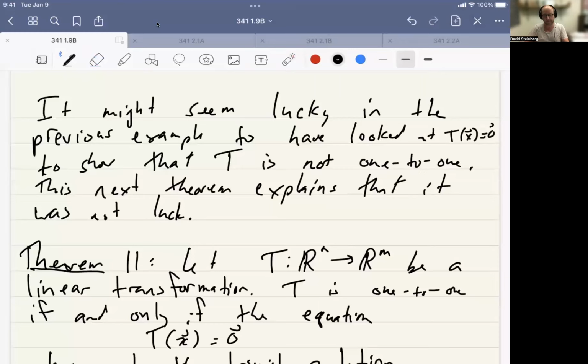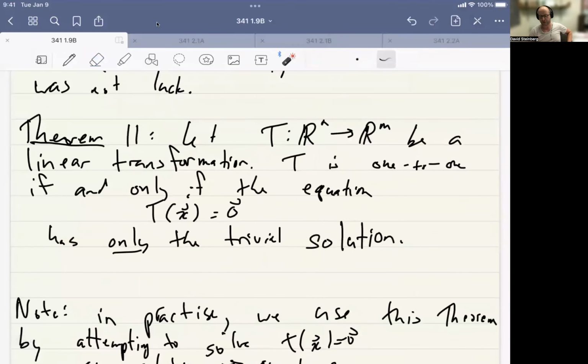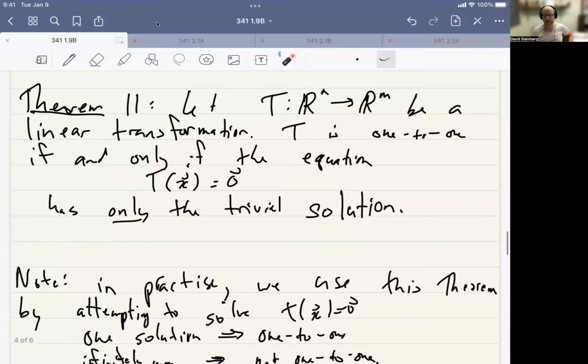But this next theorem clears that up for us. It basically says T being one-to-one is equivalent to 0 having only the trivial solution. So let T be a linear transformation from Rn to Rm. Then T is one-to-one if and only if T of X equals 0 has only the trivial solution. So showing that a linear transformation is one-to-one, we only ever need to worry about how many solutions there are to T of X equals 0. That makes it much easier to show something is one-to-one.